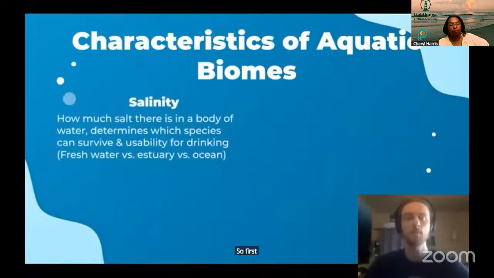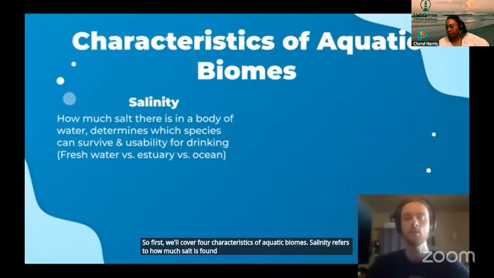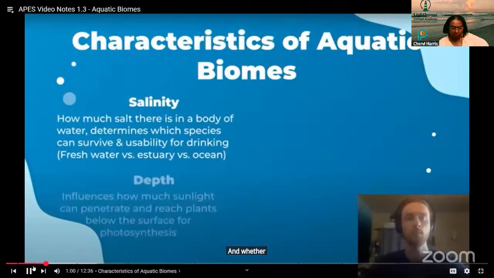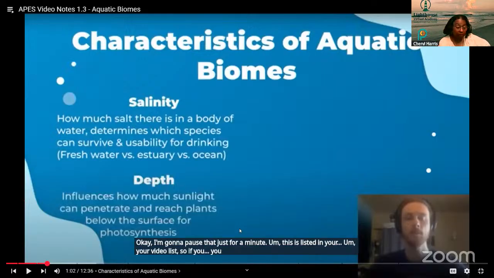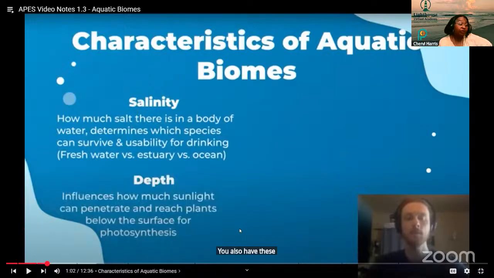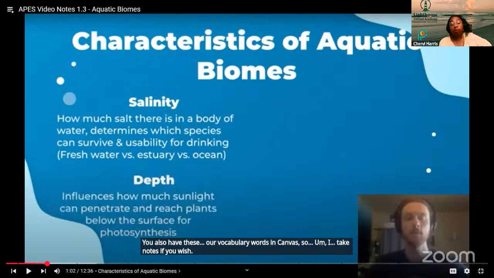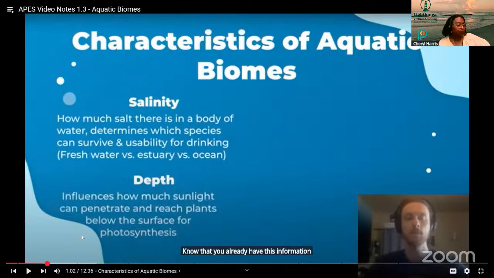So first, we'll cover 4 characteristics of aquatic biomes. Salinity refers to how much salt is found in a body of water, and it determines which species can survive in this body of water and whether or not it's suitable for drinking water. Then we have depth. Okay, pause. This is listed in your video list, so you can take notes if you want to, or you can just go back and watch it again slowly. You also have our vocabulary words in Canvas. So take notes if you wish, but know that you already have this information written down somewhere.